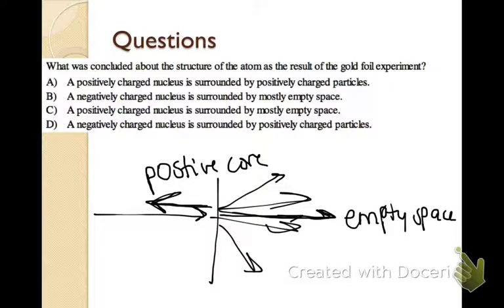So let's see. A, a positively charged nucleus is surrounded by positively charged particles. You don't have that, because we know that overall it should be negative around. B, a negatively charged nucleus, we should pretty much pause there. You know that the nucleus is positively charged, but it's surrounded by mostly empty space. So we know that since we had the negatively charged nucleus, that made this statement wrong. For C, a positively charged nucleus is surrounded by mostly empty space. That checks out. And let's just keep reading. D, a negatively charged nucleus. We know that's wrong because the nucleus is going to be positive. There we go. So C is our answer for that one.